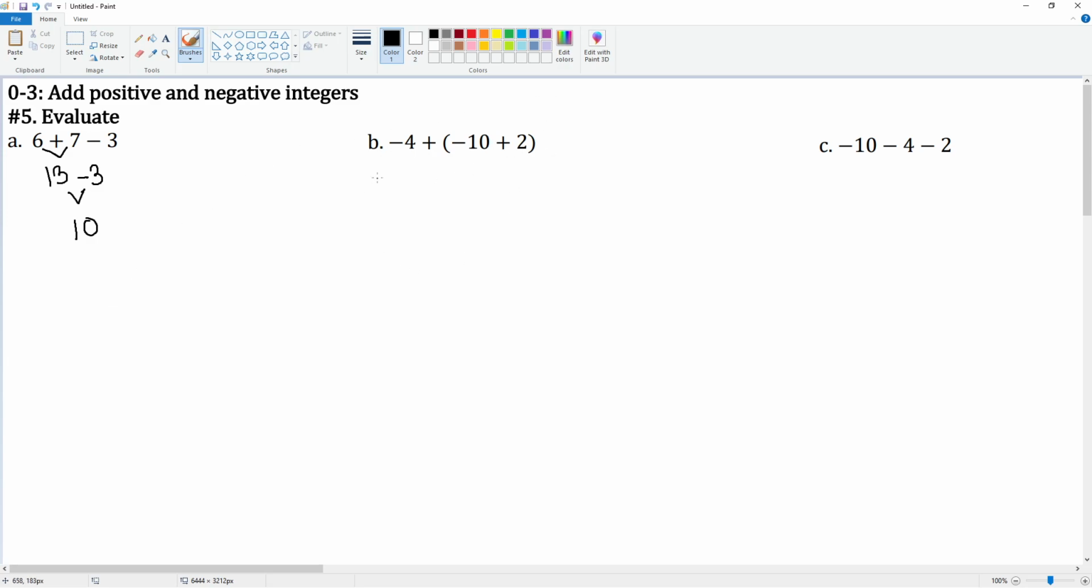Let's look at B. We have to follow the order of PEMDAS when we simplify an expression. We're going to evaluate it here. Negative 10 plus 2. Together, this makes the value of negative 8. Nothing happens to this negative 4. And we can add these two together.